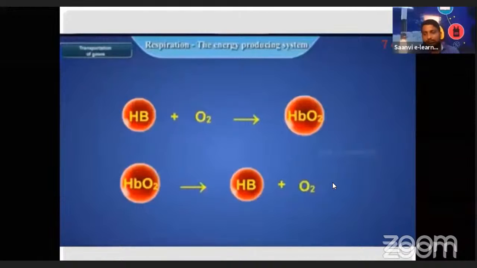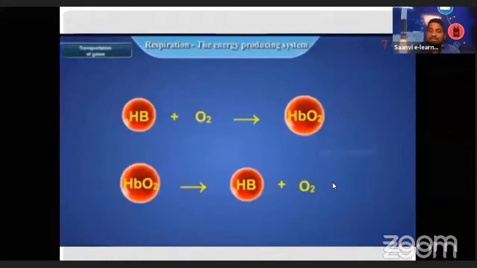As I have told you just now, when oxygen diffuses from the alveoli of the lungs to the blood capillaries, nothing but to the blood, hemoglobin rapidly combines with oxygen, right? Hb plus O2 gives rise to HbO2, oxyhemoglobin. The reverse can also happen, as I told you just now. It is a reversible reaction. Oxyhemoglobin can divide into hemoglobin and oxygen.